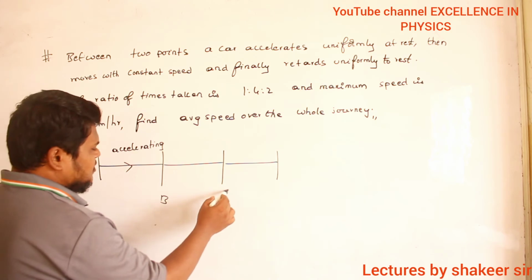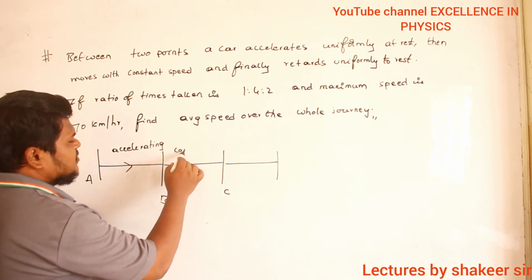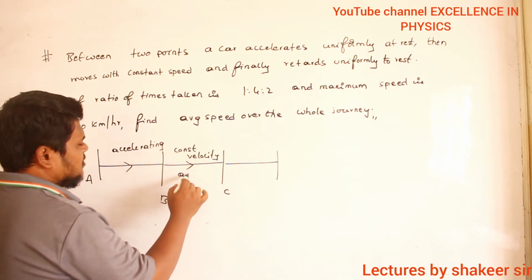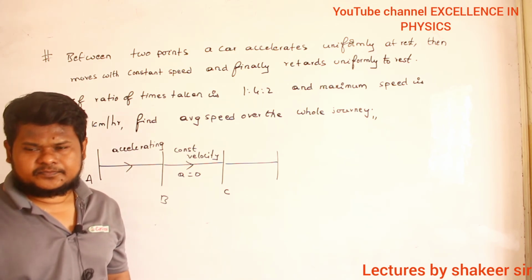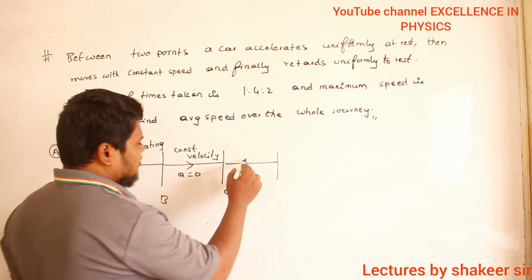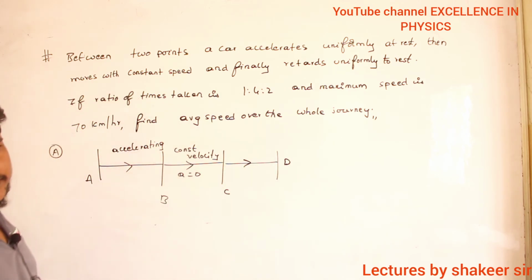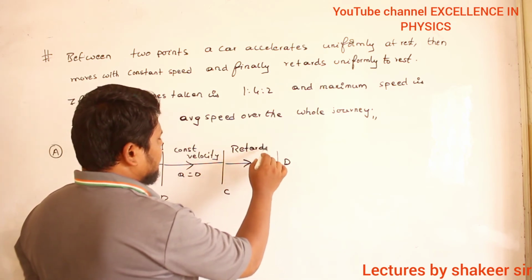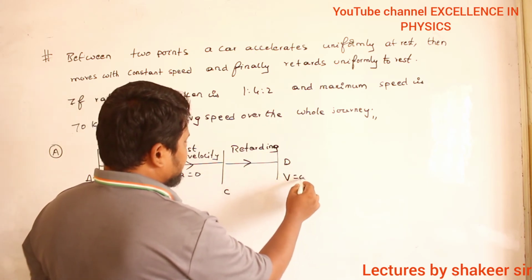Then from B to C, what is happening? From B to C, it is moving with a constant velocity. It means acceleration is how much? Acceleration is 0. Uniform velocity means acceleration is 0 only, no? Clear? And then finally from C to D, it is retarding and finally going into rest position. Negative acceleration is happening, or you can call it retardation, and finally it is going into rest position.